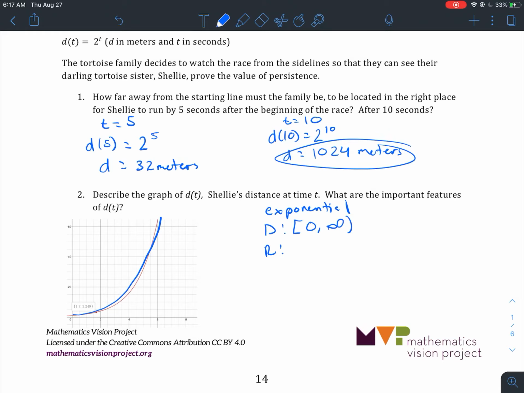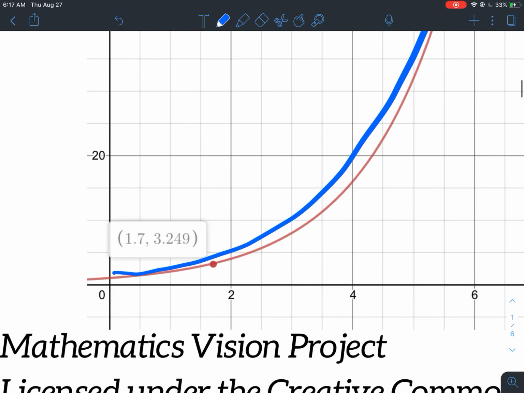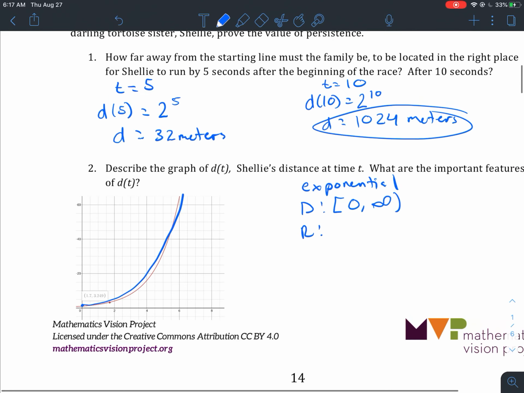And then for the range, if you look really closely right here, it hits the y-axis at 1. So our range would be 1 to infinity. And the reason for that is because we have kind of a restricted domain because we don't want time to go negative.